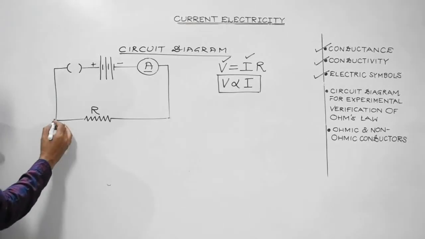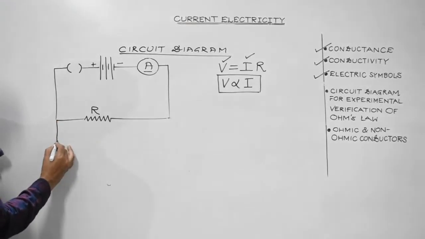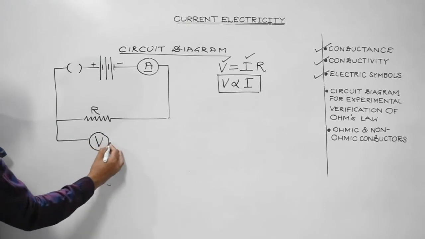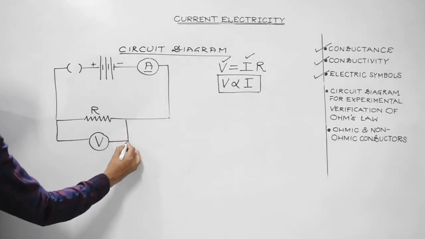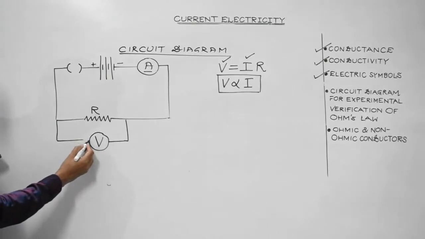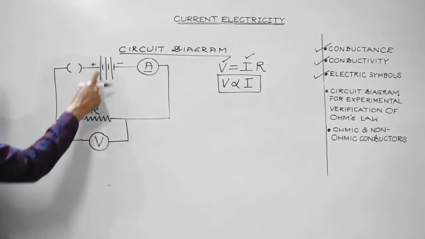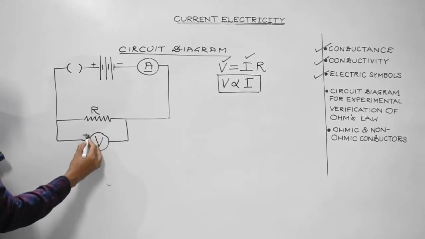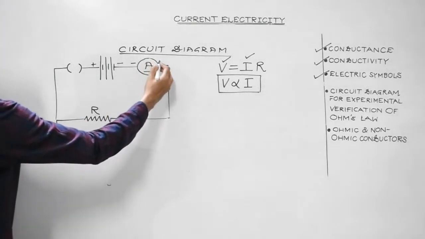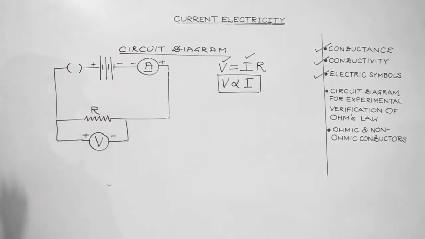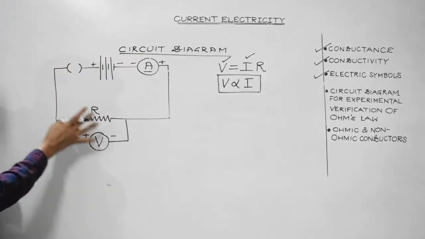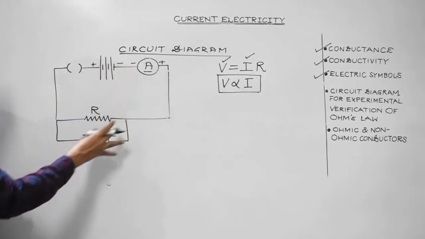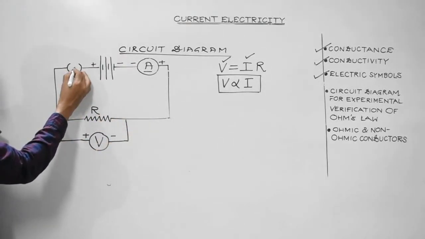So for that, what to do is, a voltmeter is connected in parallel over here, like this. This is a voltmeter. So it is always connected in parallel with respect to the conductor. So it's like this. This is negative, this is positive. So ammeter is always connected in series, while voltmeter is always connected in parallel, right? So this is a very, very simple circuit diagram, and you can close this key.